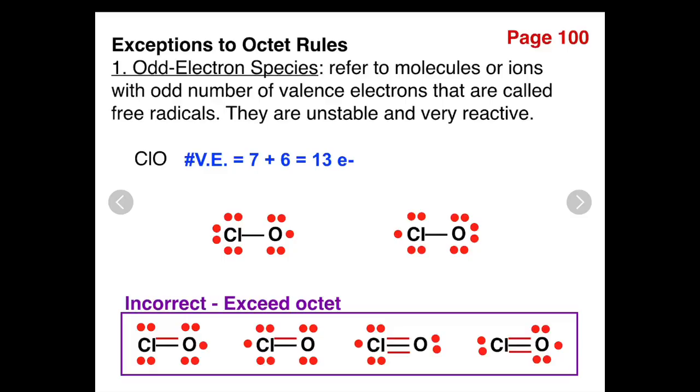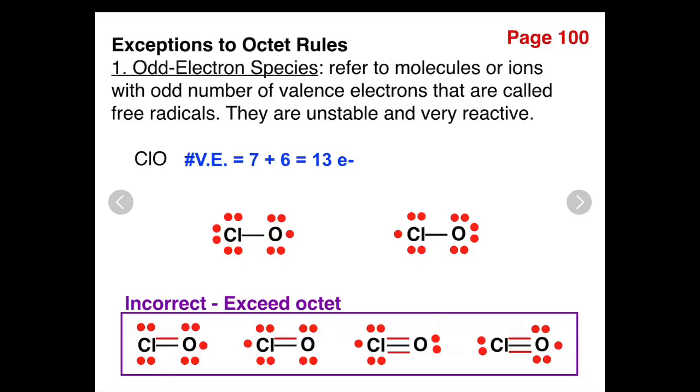I know that there are exceptions to exceeding the octet, but we're going to talk about those later. But know that oxygen is not going to be one of them, and chlorine that is not the central atom is not going to be one of them either. So these are invalid because some of the elements in each of these molecules have more than 8 electrons around them. So I can get rid of these 4.